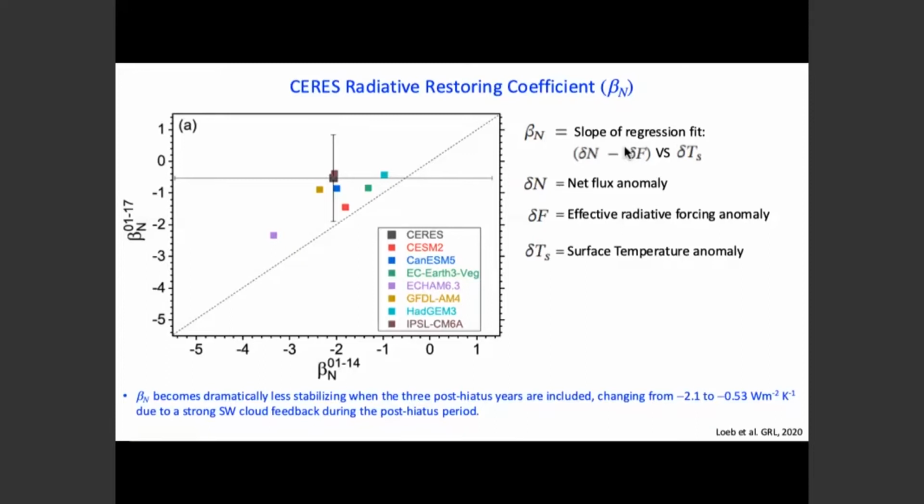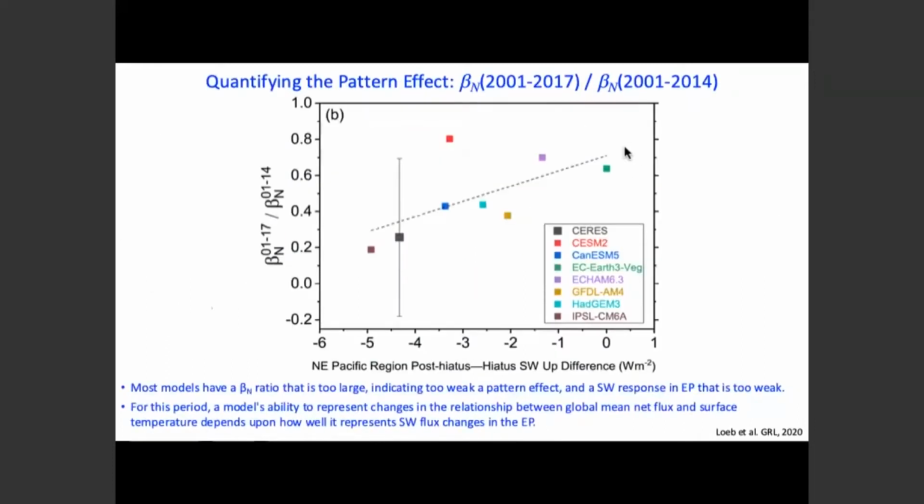Dramatic change. And some of the models captured it. The IPSL here in brown is on top of series. ECAM6 is way off. And then the others are somewhere in between. And we also sort of tried to quantify the pattern effect by taking a ratio of these coefficients for these 2 periods.